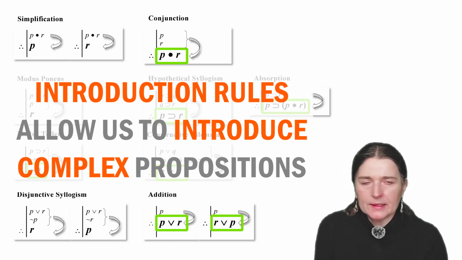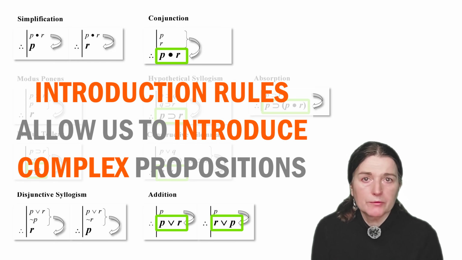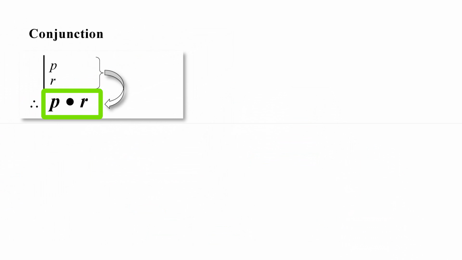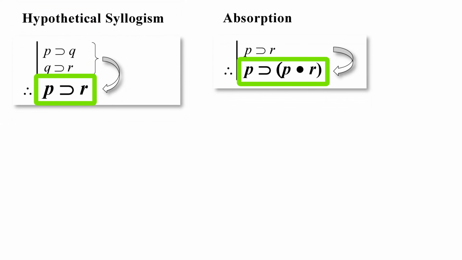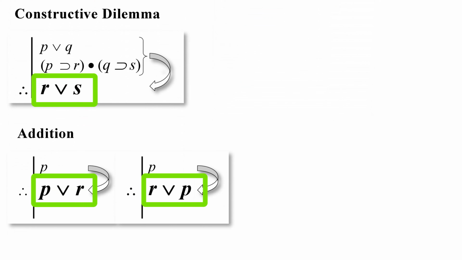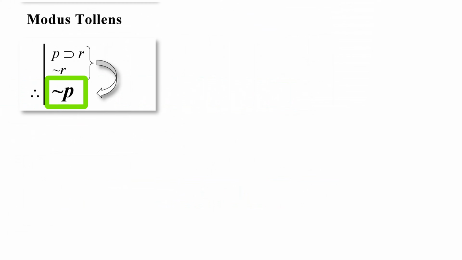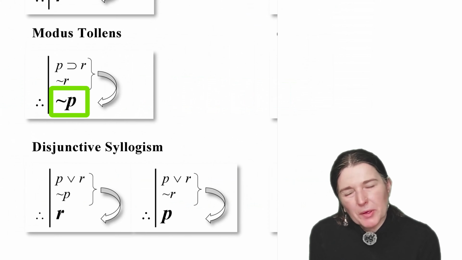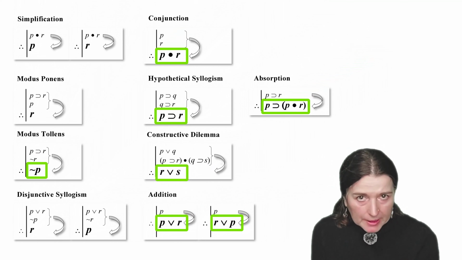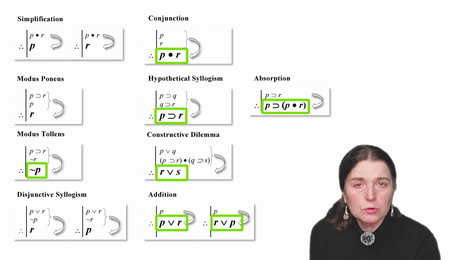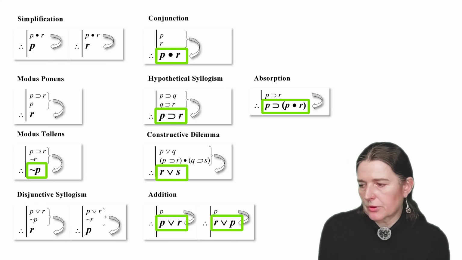Introduction rules basically allow us to compose a proposition of a given type, right? So conjunction allows us to infer a conjunction, to add a conjunction to a proof. Hypothetical syllogism and absorption allow us to add conditionals. Constructive dilemma and addition allow us to add disjunctions to the proof. Modus Tollens allows us to add negations to the proof. So whenever we need one of these complex propositions, it's useful to think of an introduction rule that would allow us to enter such a proposition.